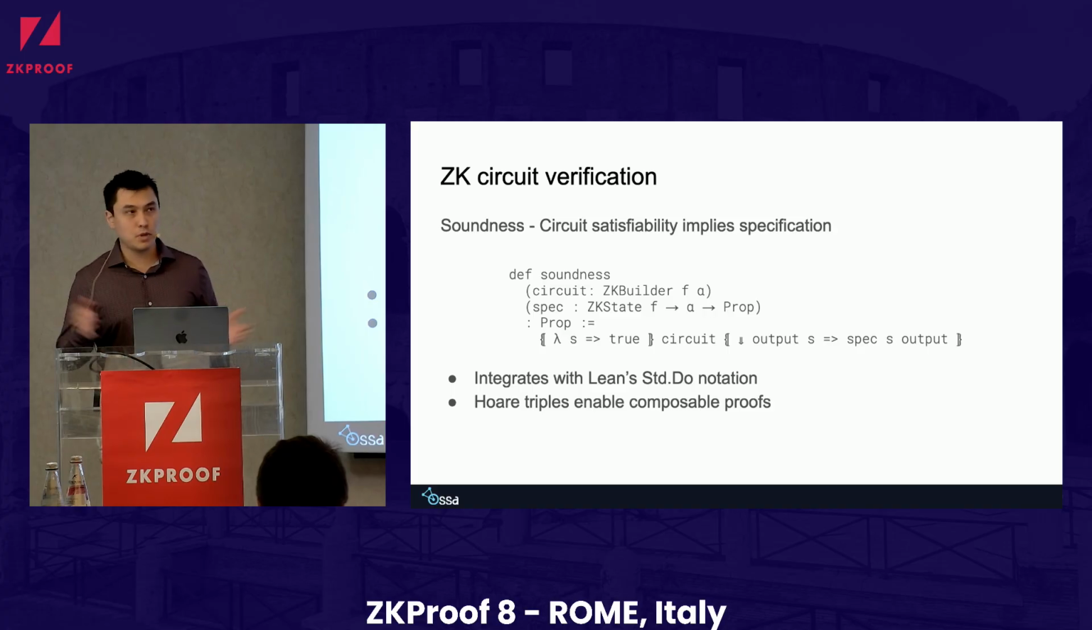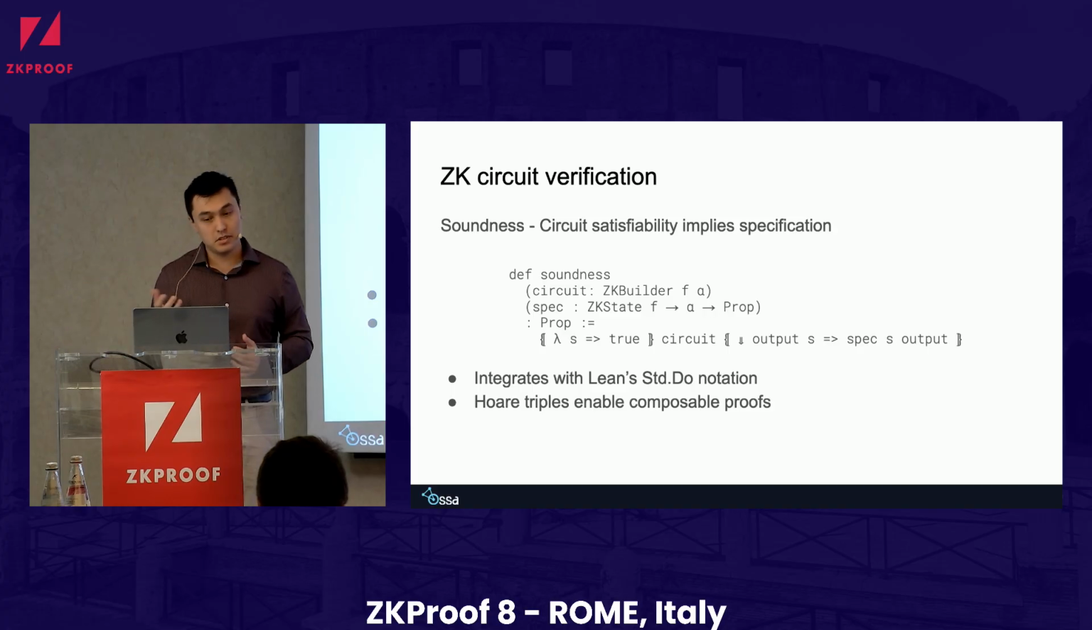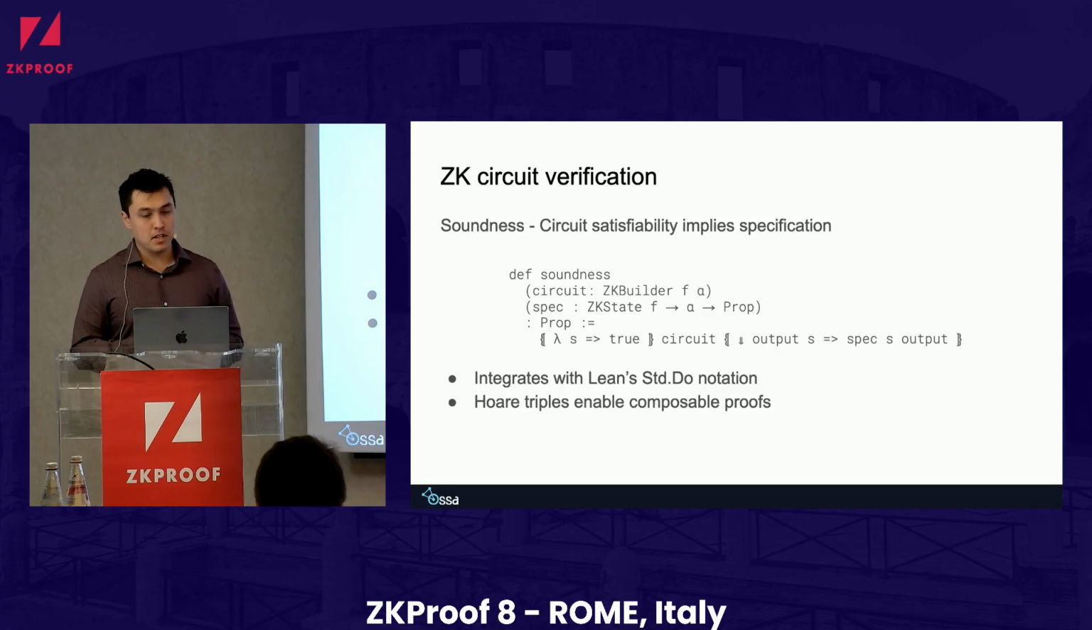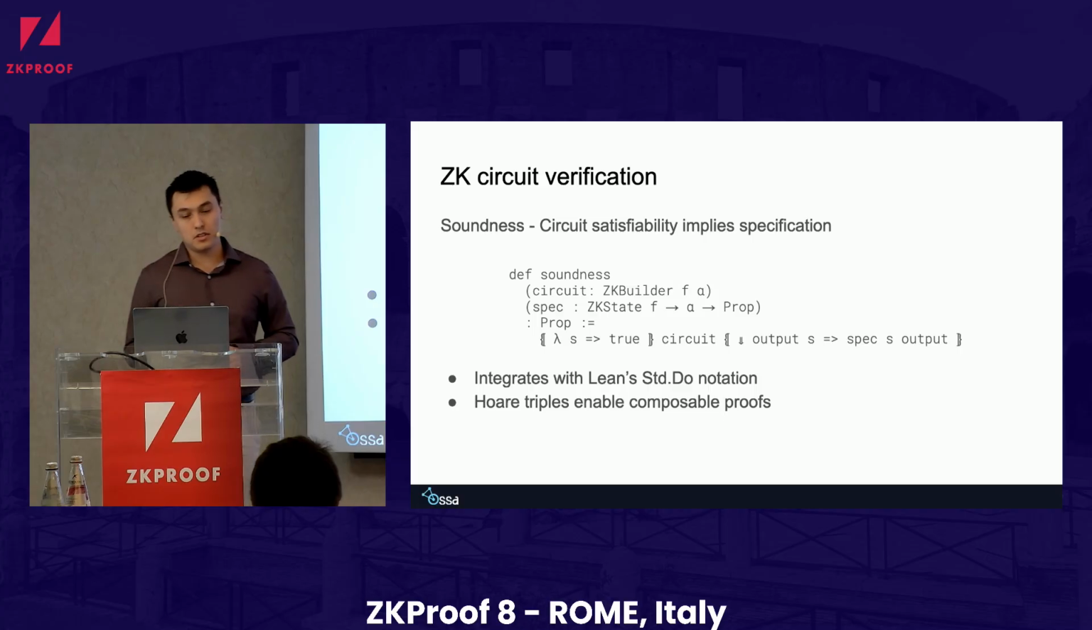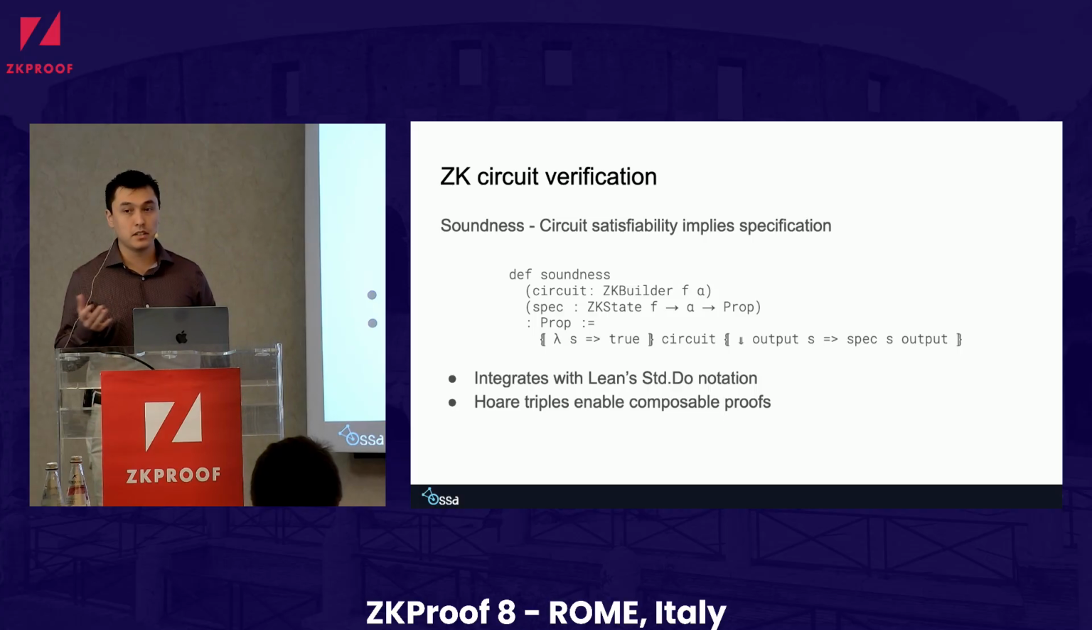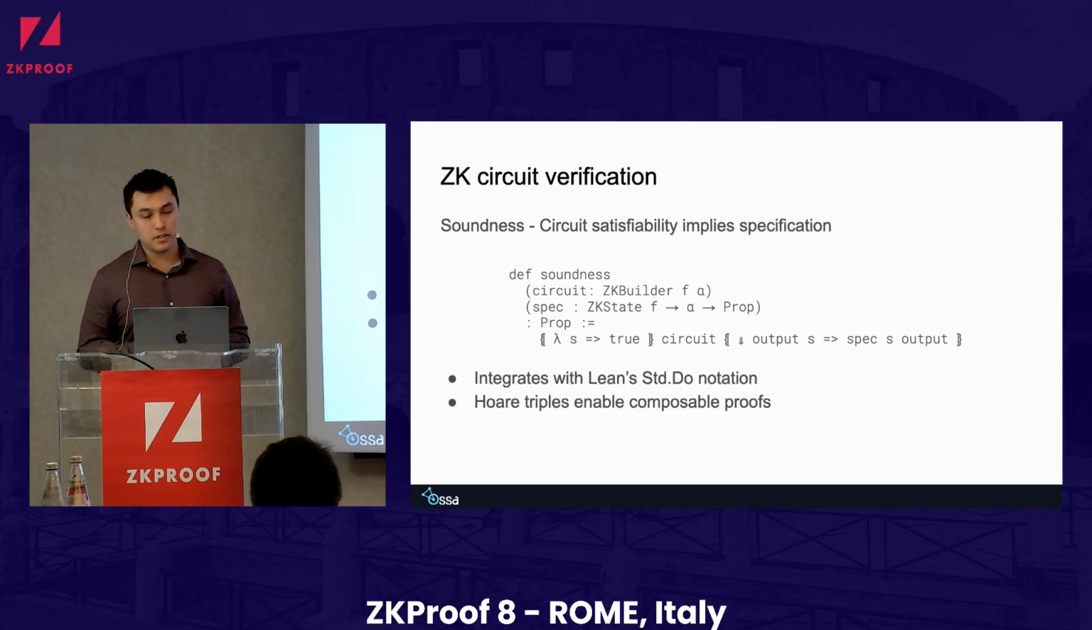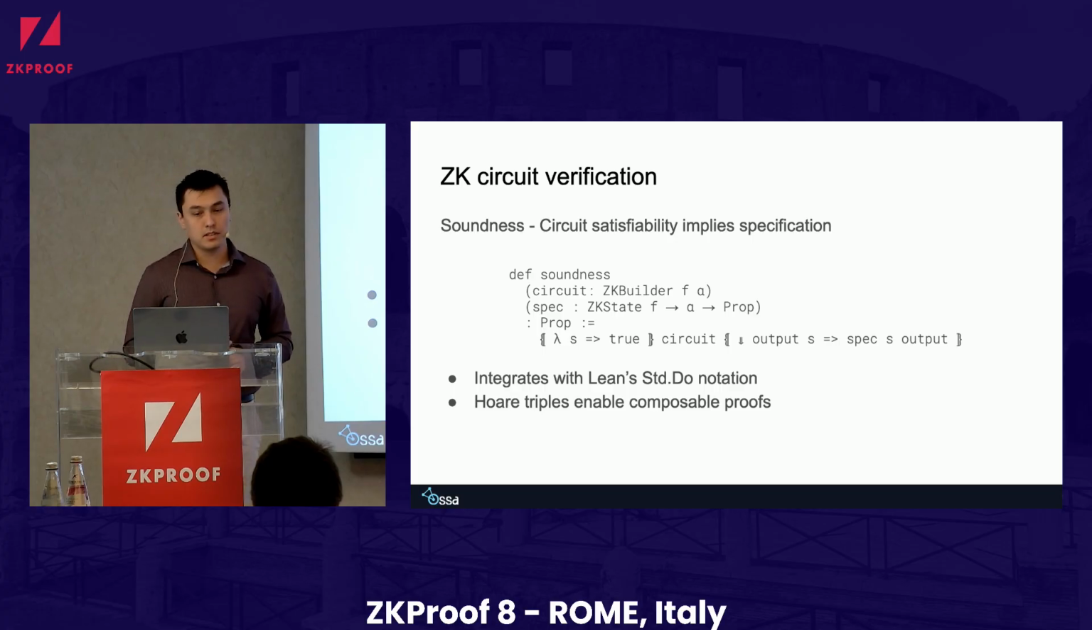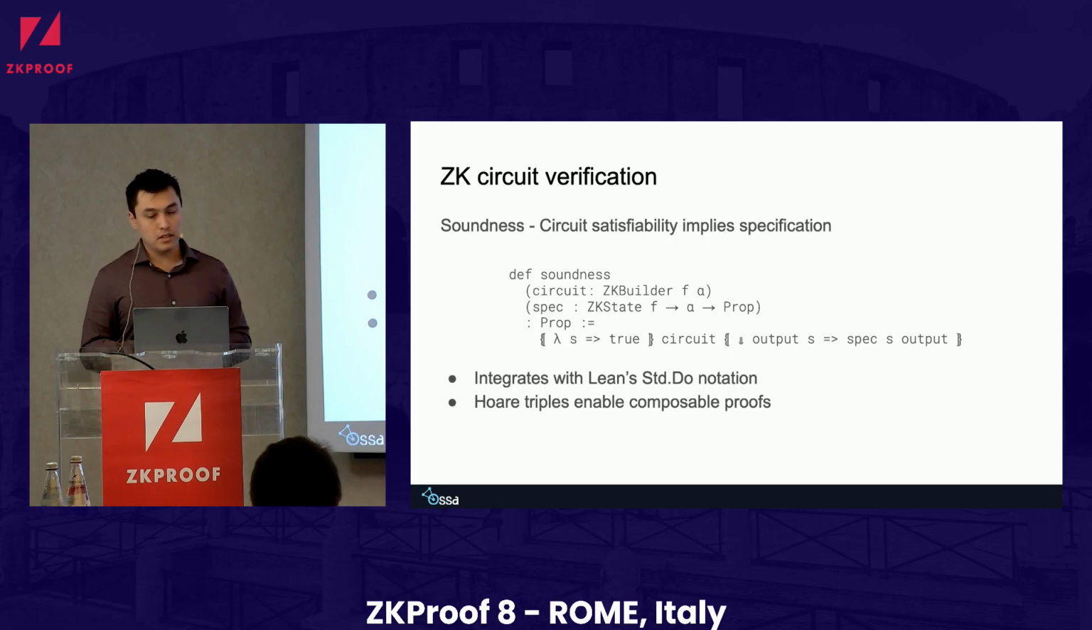So the main purpose of zkLean is to do verification of circuits. So this is how you could do soundness of your circuit. Soundness is saying that the circuit satisfiability implies some specification for your circuit, right? The way that you write this in zkLean is stated here in this formal proposition.